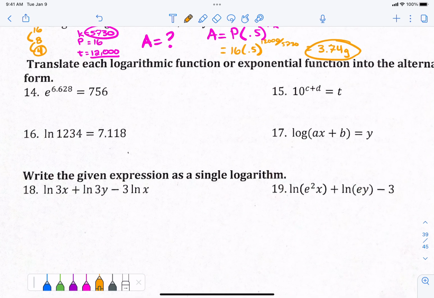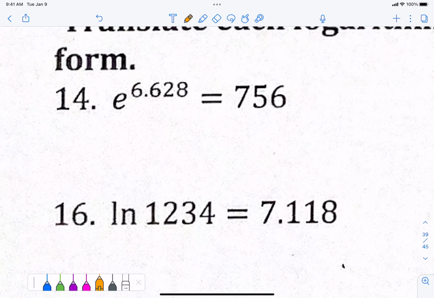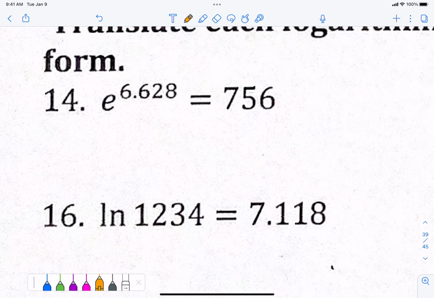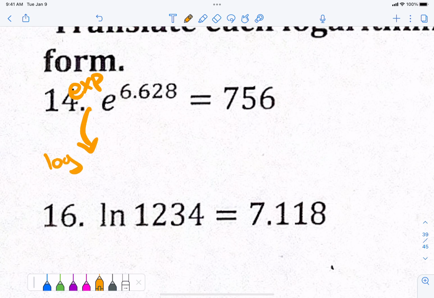14 through 17. These are going to be the easy ones. Hopefully. Those are not easy. These are easy. Okay? Translate each log function to an exponential and vice versa, right? To the alternate form. Let's talk about 14. Is it a log or an exponential? Exponential. So we have to make it a log, right? That's all we have to do, is switch it around.